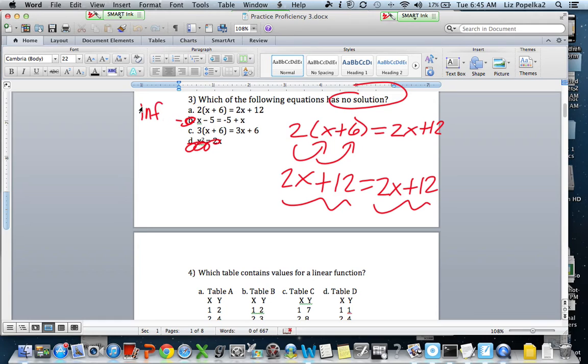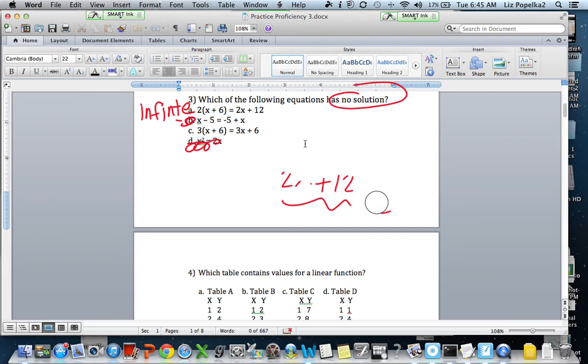Remember from before, this would be infinite solutions. Because since the two sides are exactly the same, any number on the planet will work for x. So option A is not an option either. So A, B, and D are all out. That means it must be C, but let's double check and see why.